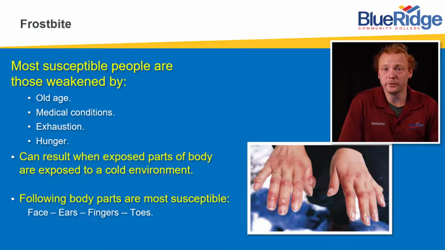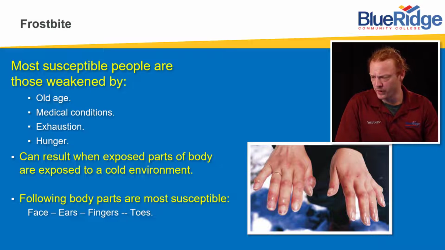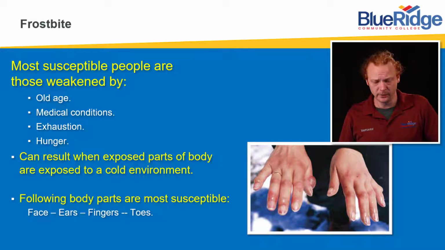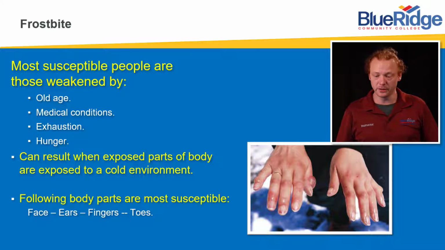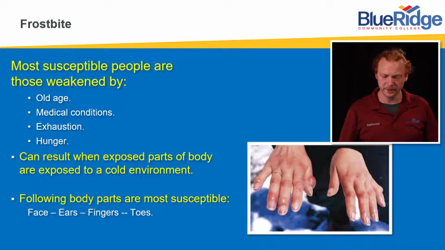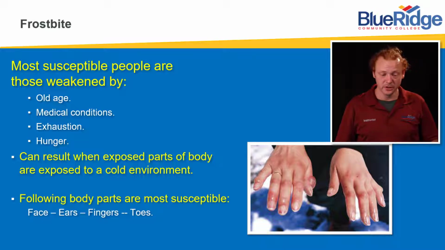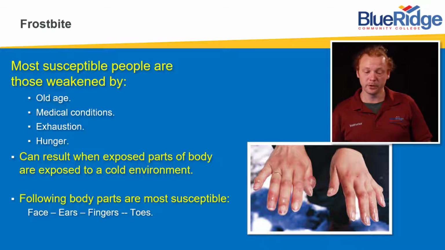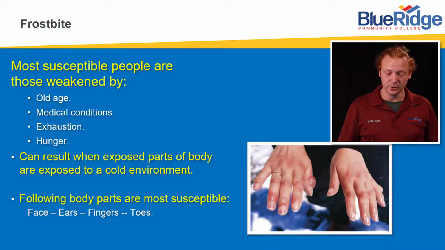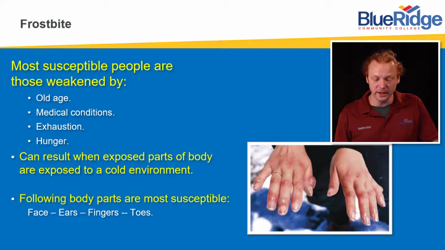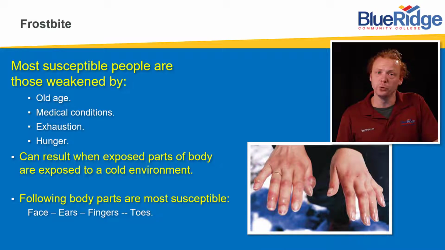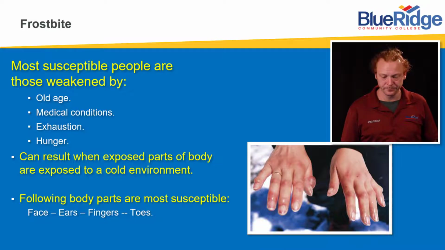So flipping the coin from summer to winter, frostbite is a very common thing in the winter, and it results when an individual's extremities or certain parts of their body are exposed to a cold environment. Exposed body parts can actually freeze. The following body parts are the most susceptible to frostbite: your face, ears, fingers, and toes. People weakened by old age, medical conditions, exhaustion, or hunger are most susceptible, and people who have peripheral vascular disease, which decreases their peripheral circulation.